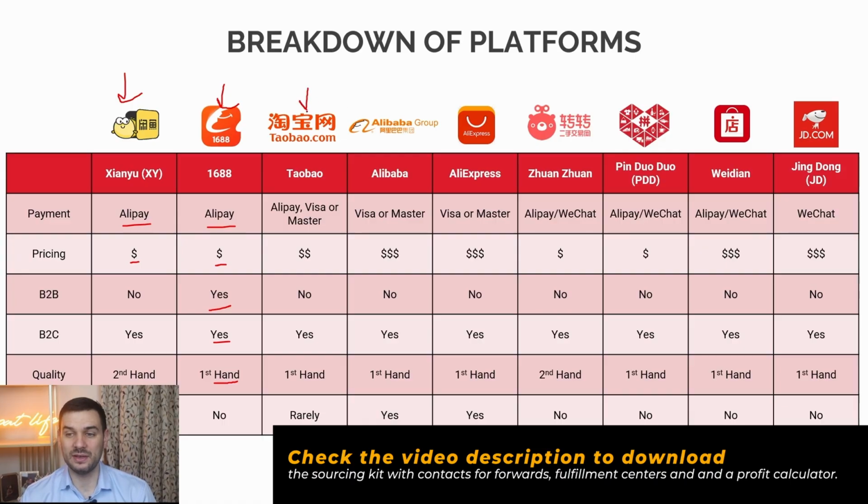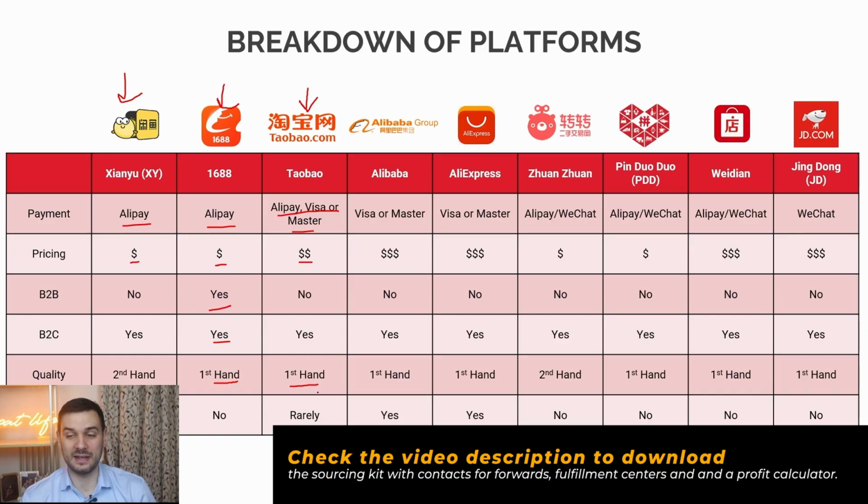Then you have Taobao. Think of this as the Amazon of China. It's mainly tailored towards B2C. However, they're flexible with their payment processes. They can do Alipay, Visa, or MasterCard. They're not the cheapest. You can find it cheaper on 1688.